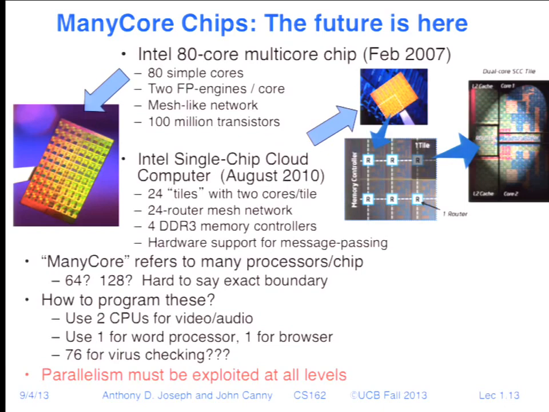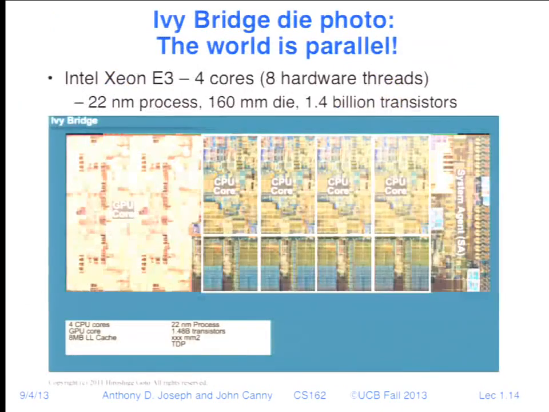You couldn't go out and buy a single chip computer, but you can certainly go out and buy a modern Intel processor or AMD processor, and these are already many core. Right? So this has 8 hardware threads running on it. If you buy this in a dual socket configuration, you've got 16 threads that you have to figure out what you're going to do with them. In the supercomputer world, the cloud computing world, very easy to keep all of these threads busy. In the desktop world, it's a lot harder.